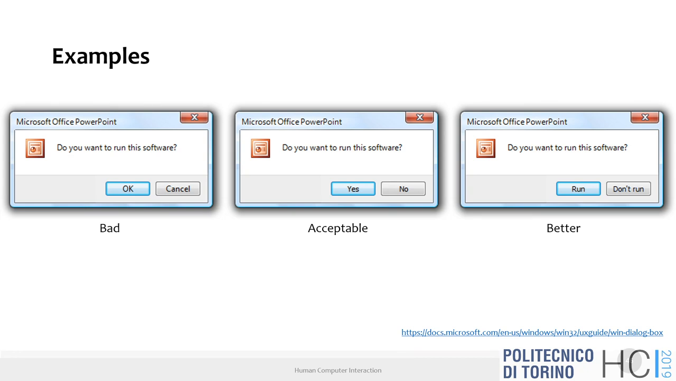For example, do you want to run this software? No, this dialog window. These are different variations, okay? Okay, cancel. It's not a good question. It doesn't flow in English. Do you want to run the software? Cancel. The right answer would be yes or no, from the grammar point of view. Cancel or okay is not a proper answer to this question.